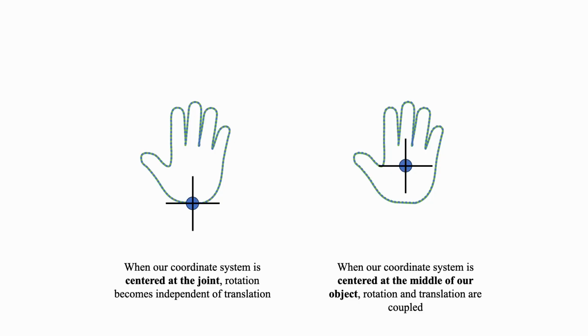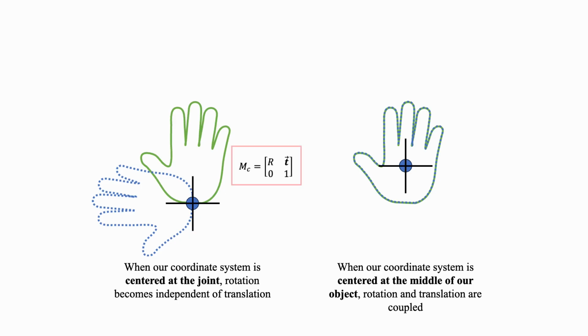So how did this work mathematically? In the left image, the coordinate system is placed at a joint. Here, the transformation matrix has a clean decomposition, M equals R and T. Rotation R and translation T are independent, which aligns with how users naturally think about movement.